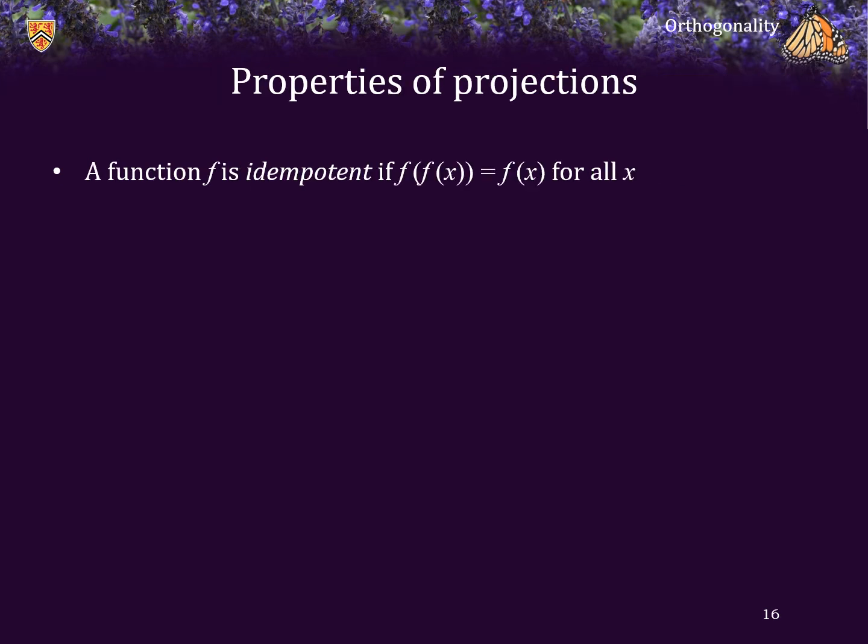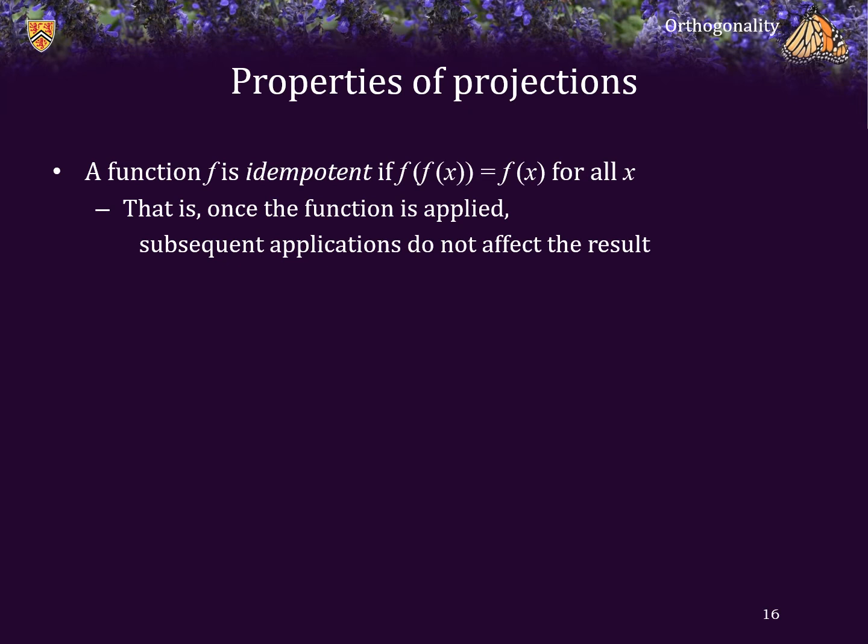Now let's talk about properties of projections. First of all, a function f is said to be idempotent if, after having applied f to x, if you apply f one more time, it leaves the result unchanged. And this must be true for all arguments x.